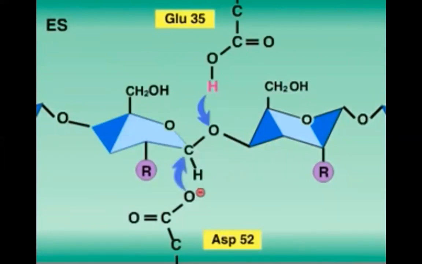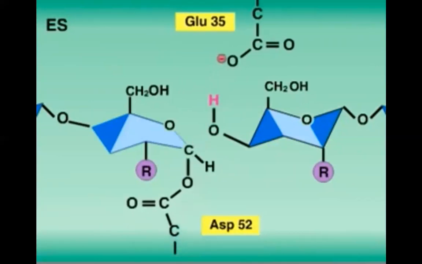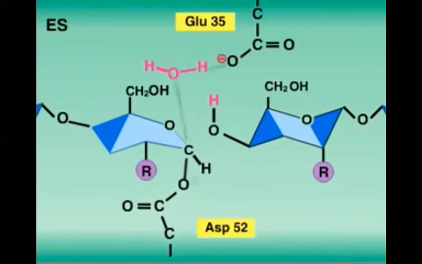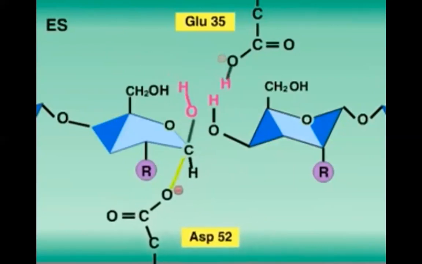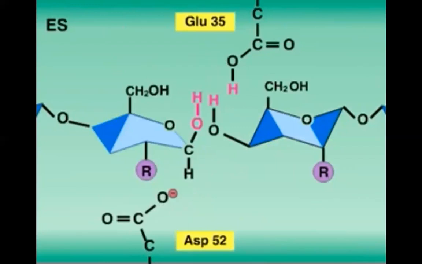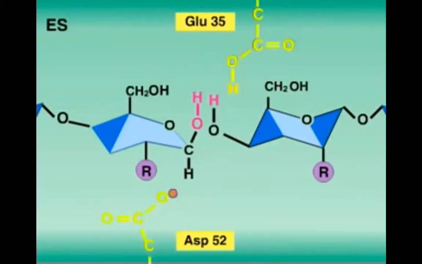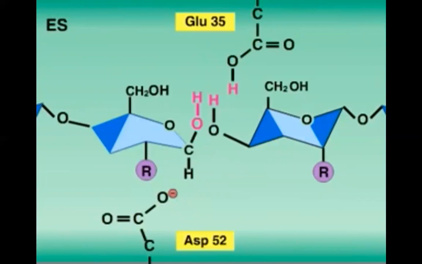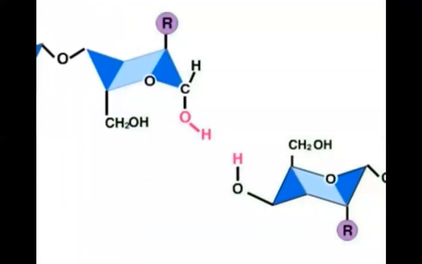The attack on the C1 carbon results in a transient covalent bond between the sugar and the amino acid, and hydrolysis of the sugar-sugar bond. The deprotonated glutamic acid then polarizes a water molecule, drawing a proton away from it. This allows the water oxygen to attack the C1 carbon, breaking the sugar aspartate bond. In this way, the 2 amino acids are returned to their original states, forming the enzyme product complex. The enzyme and products dissociate.